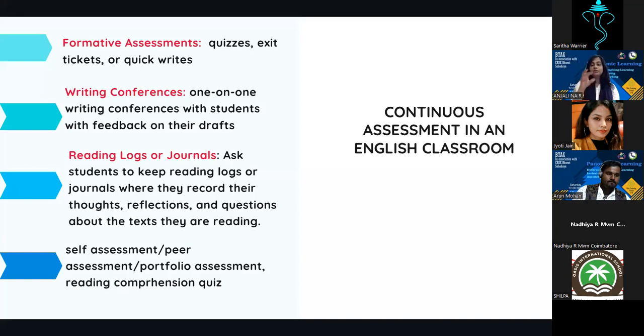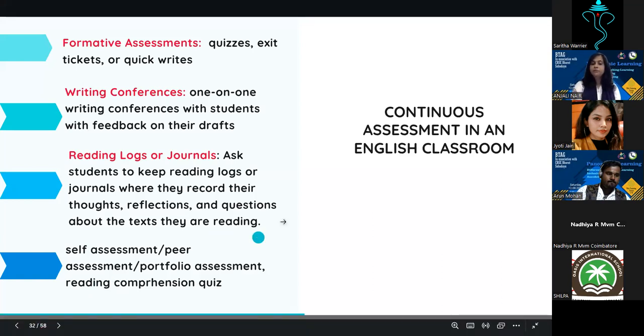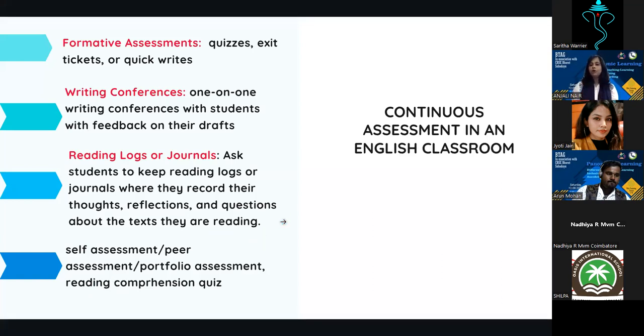For the students who need some help, you can have a one-on-one conversation with them. Then you can tell them to maintain reading logs or journals for English, where they can record their thoughts, reflections, and questions about the text they are reading. This can be used in any subject, reading logs and journals. So they can just jot down their reflections, their questions. Then you can discuss their thoughts and reflections in the classroom.